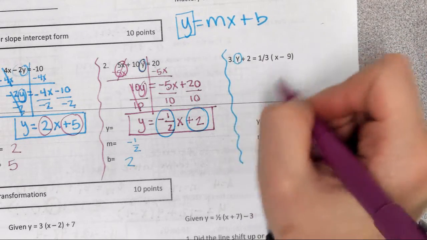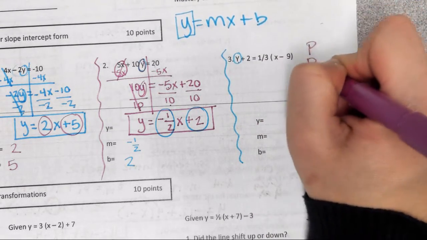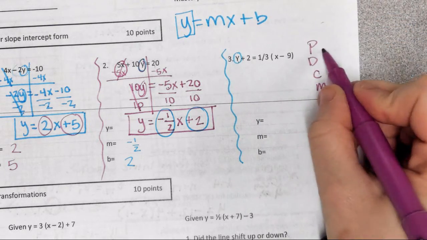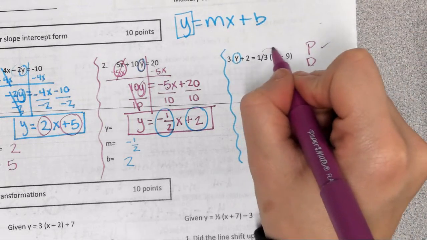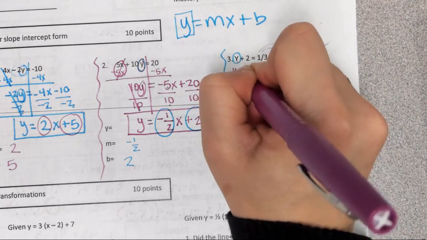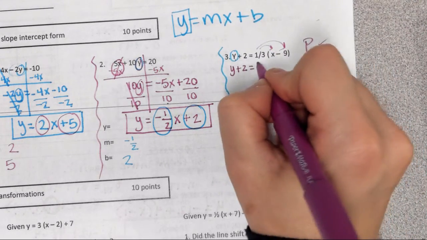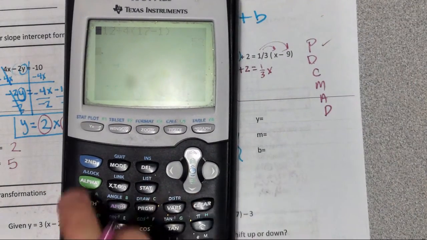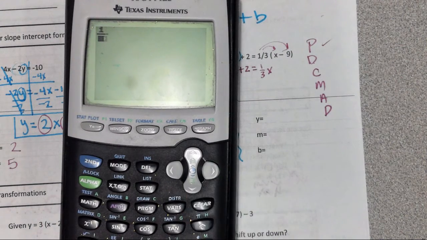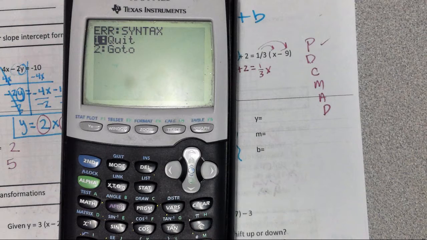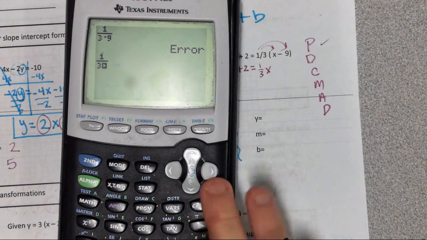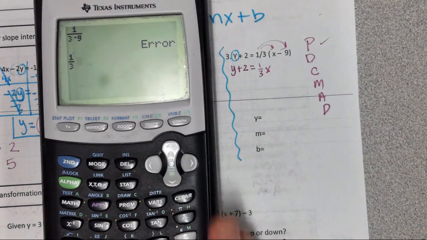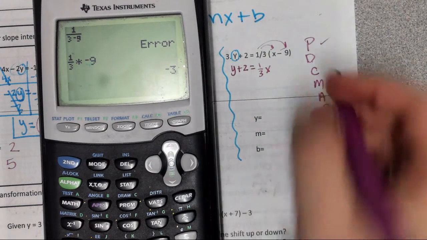So first things first, remember, if we do our please don't call me after dark, parentheses come first. There's nothing to simplify within our parentheses. So we've done that. Distribute is next. So I'm going to distribute that 1/3. So we have y plus 2 equals 1/3 x. And then 1/3 times negative 9, if you put that in your calculator, alpha y equals enter. 1/3, go out to the parentheses, times negative 9 gives you a negative 3.